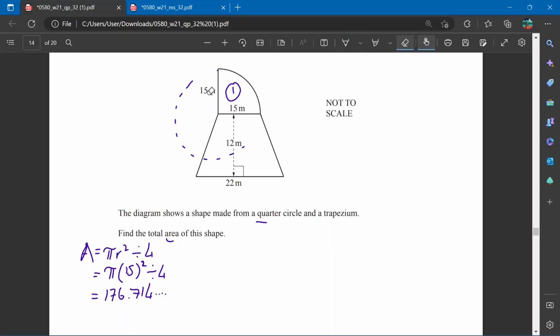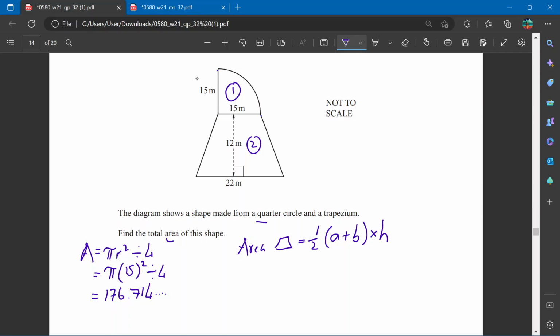Then we got the trapezium, which is the shape at the bottom. Now this is probably the most forgotten formula any year 11 student has. This formula: a half a plus b, not times, a plus b times h.